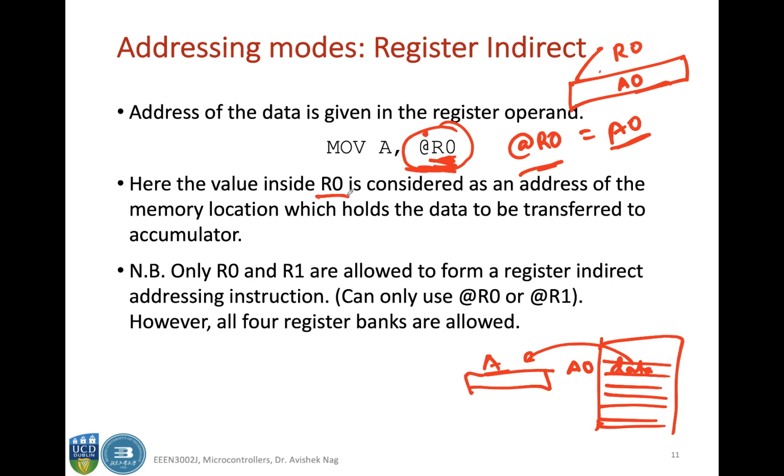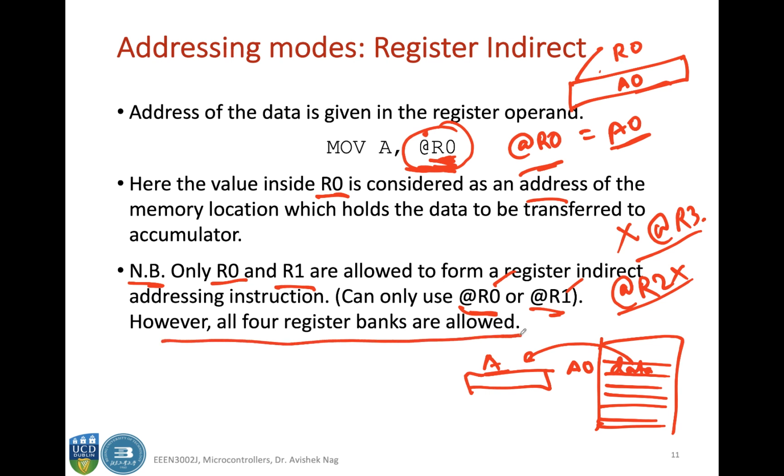Here the value inside R0 is considered as an address of the memory location which holds the data to be transferred to the accumulator. And here is an important note: only R0 and R1 are allowed to form a register indirect addressing instruction. So you can only use @R0 or @R1. You cannot use an instruction like @R2 or @R3. These are wrong. If you use these in your code, there will be errors. If you write this in your quizzes, then this will be wrong and you will lose points. So you can only use R0 and R1 when you are using register indirect. However, all 4 register banks are allowed.